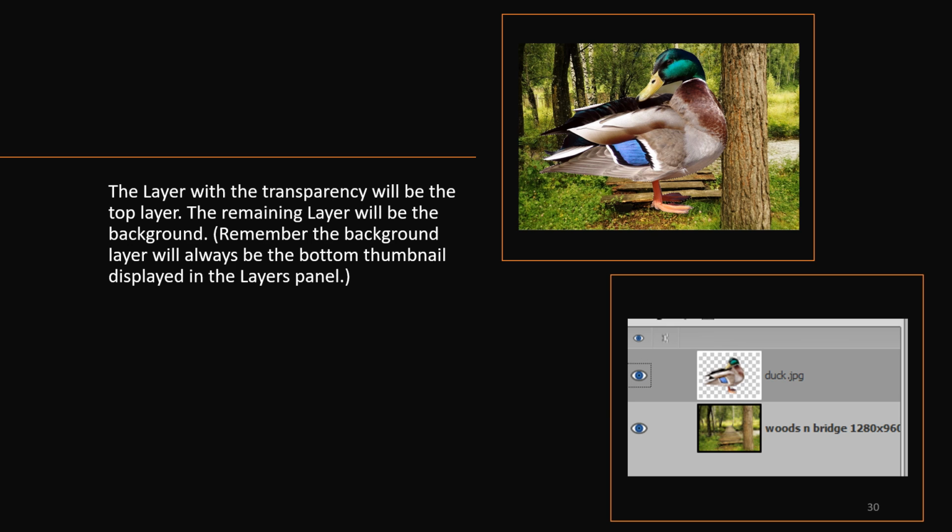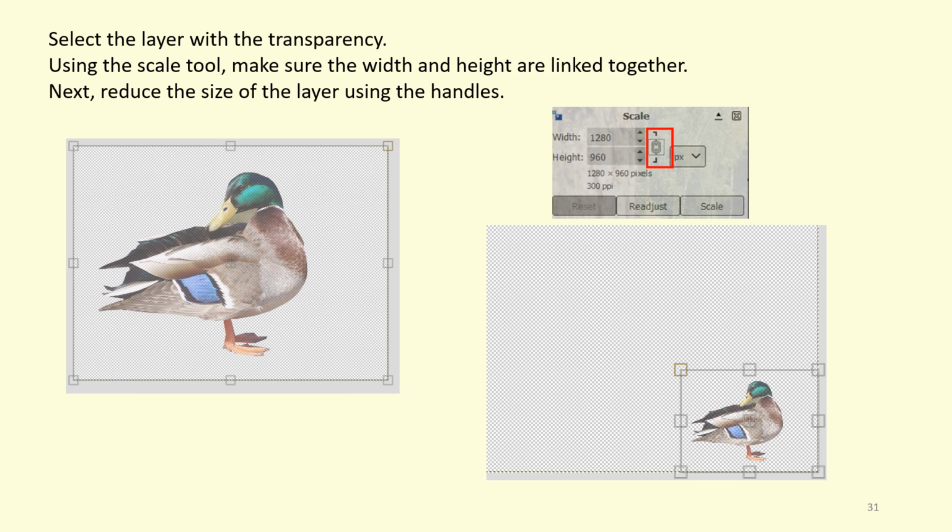The layer with the transparency will be the top layer. The remaining layer will be the background layer. Remember, the background layer will always be the bottom thumbnail displayed in the Layers panel. Select the layer with the transparency. Using the Scale tool, make sure the width and the height are linked together. Next, reduce the size of the layer using the handles.